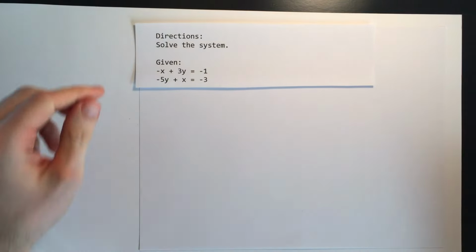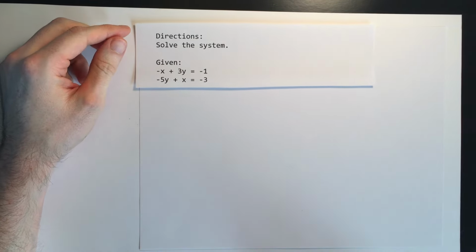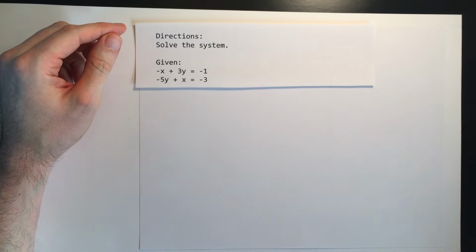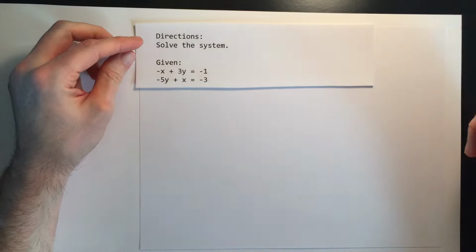Alright, let's read the directions. Solve the system. Given negative x plus 3y equals negative 1 and negative 5y plus x equals negative 3. So let's just remind ourselves what the directions are asking us to do.